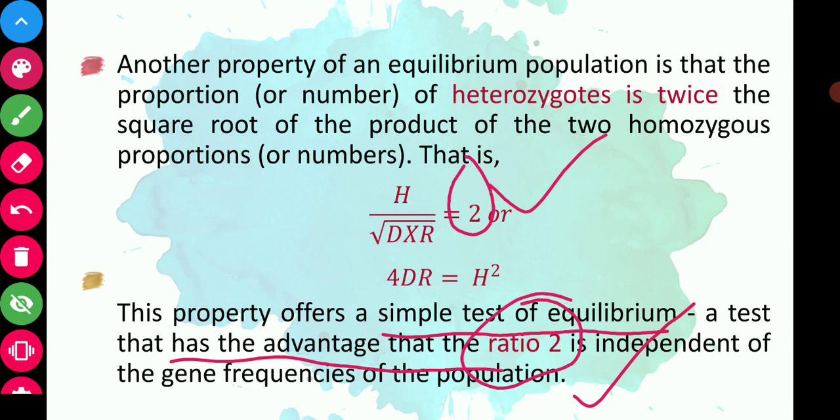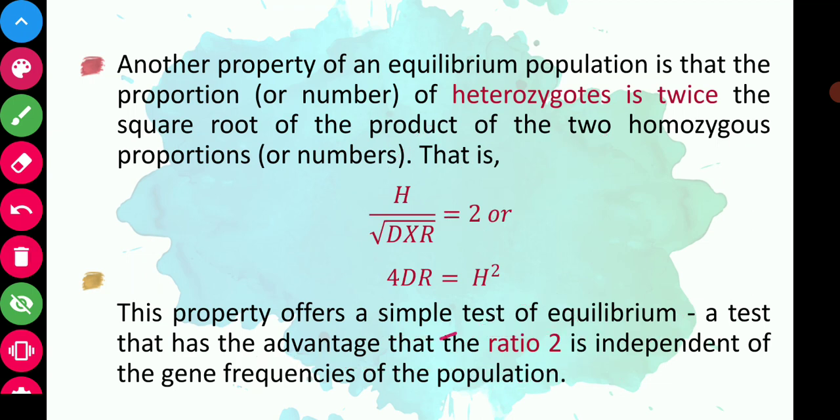Many a time this property is used for testing the equilibrium of a population. If you want to test whether a population is in equilibrium or not, you have to find the ratio of heterozygotes to the square root of the product of both homozygotes. If it comes to 2, then your population is in equilibrium. That is why this property is known as the test of equilibrium. This is very important, you have to remember it.